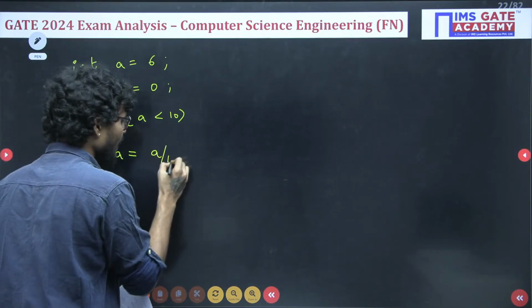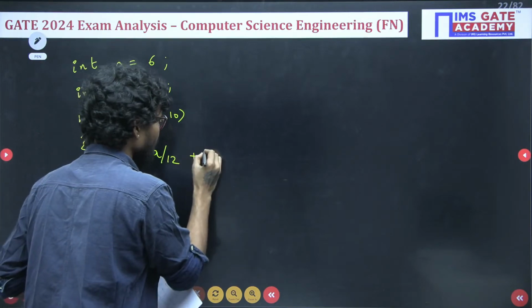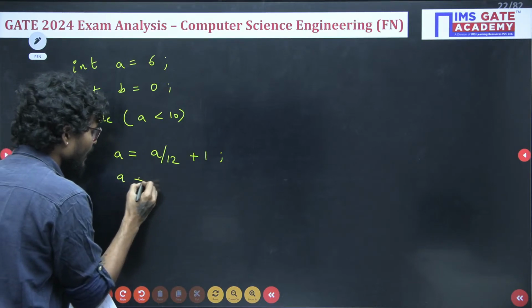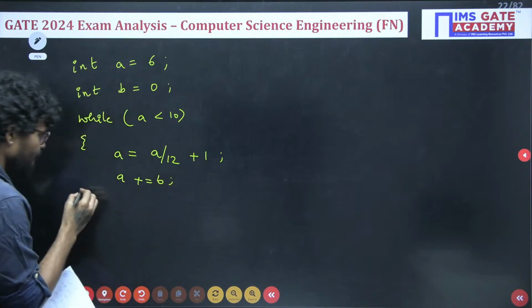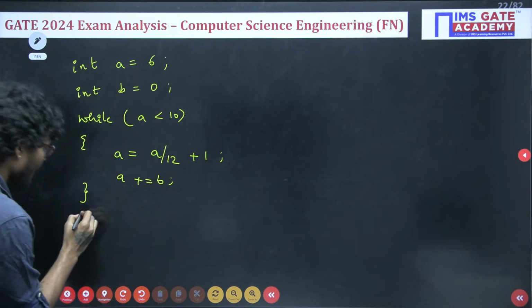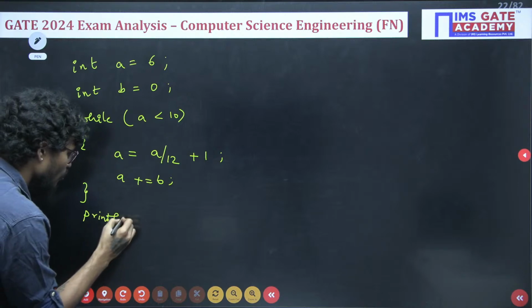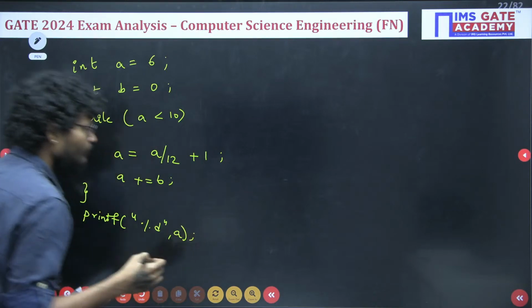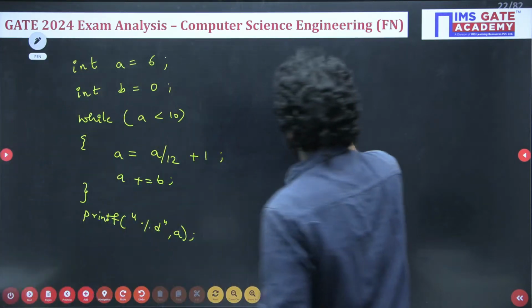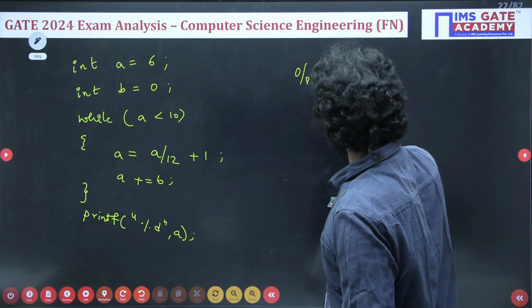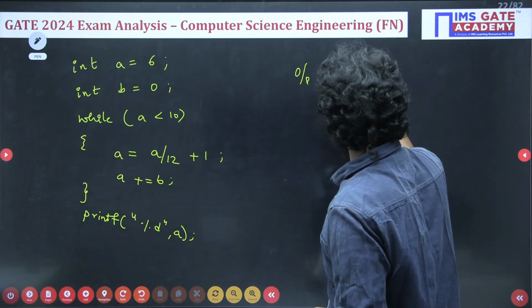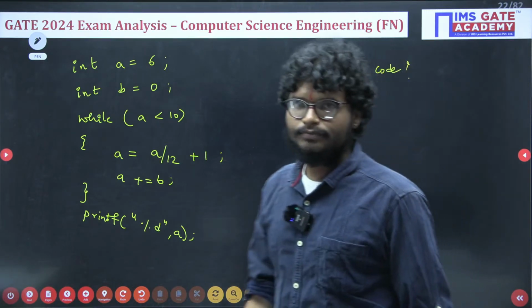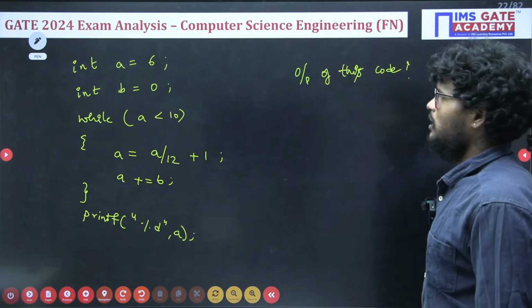A is assigned A divided by 12 plus 1, and we increment A by the value of B. At the end, we print the value of A. So they are asking what is the output of this code. So let us walk through this code.